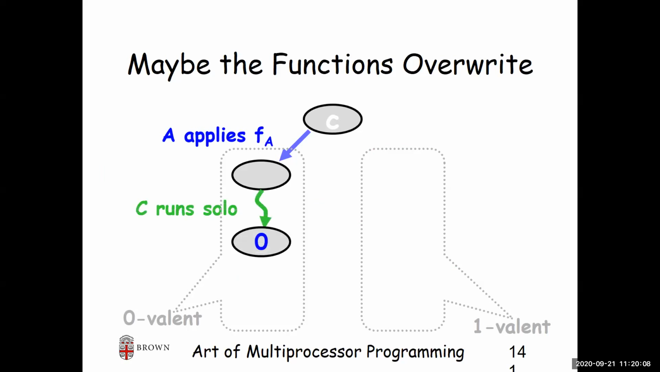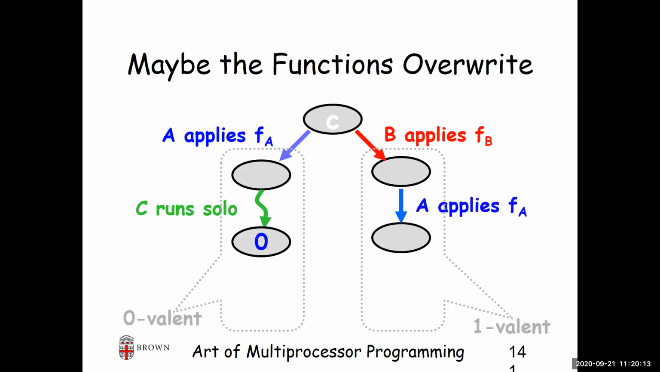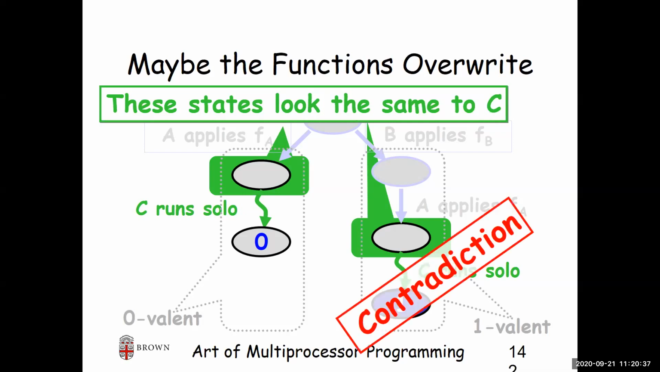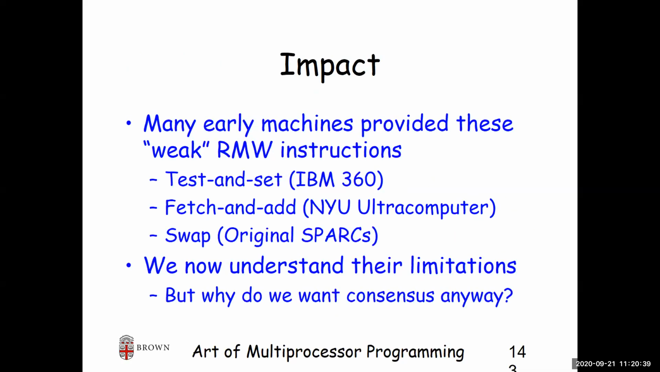All right, so now maybe the functions overwrite. A applies f of A and C runs solo, or B applies f of B and then A applies f of A and C runs solo. Now, B has to win, but the problem is that A overwrites. So C has no way to know that B moved. Because these states look the same to C, it can't work out that B is supposed to win consensus. So there's a contradiction. That means we can only solve consensus for 2 threads with those methods.